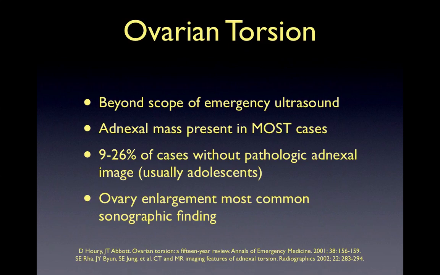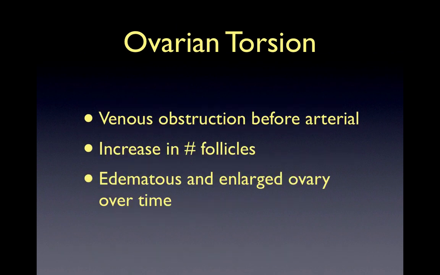Ovarian torsion is again beyond the scope of emergency physician-performed ultrasound. An adnexal cyst or mass is present in most cases of ovarian torsion. However, up to a quarter of cases of ovarian torsion occur in normal ovaries. Adolescents make up the largest number of cases of torsion in normal ovaries. The most common sonographic finding for ovarian torsion is ovarian enlargement. This is because venous obstruction occurs before arterial obstruction, leading to an increased number of follicles and a more edematous and enlarged ovary over time.